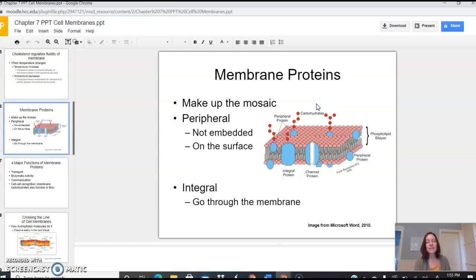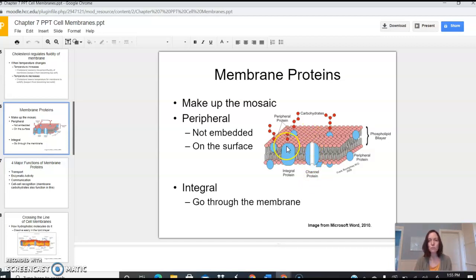So membrane proteins make up the mosaic part of the fluid mosaic model, like I was talking about before. They're the beach balls floating on the surface of the pool. Those peripheral proteins are on the surface. We can see some here, as opposed to an integral protein going all the way through. Some integral proteins are solid, like this one, and some are hollow, like this one. And this is a channel protein that can allow small molecules to go across the membrane.